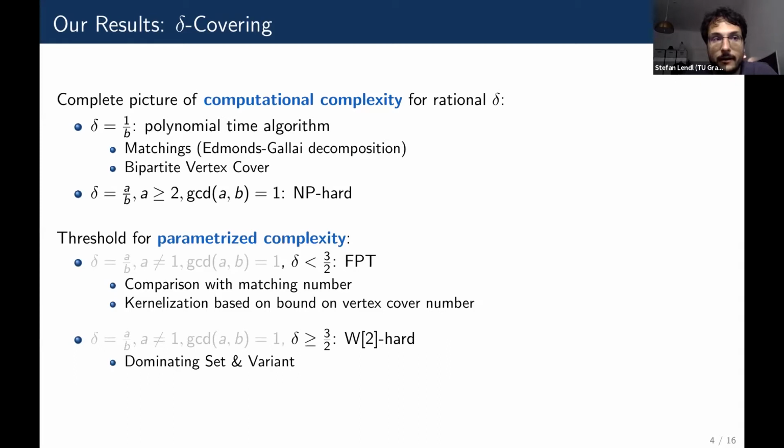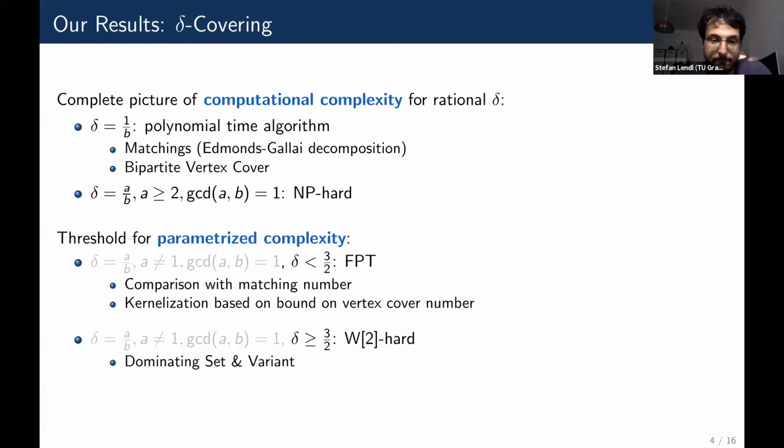In addition, we also analyze parameterized complexity for this problem for the natural parameter, so the size of the delta covering set. Intuitively, one would assume that for small deltas, the problem is closer to vertex cover, so we want to cover all edges with the points we select. And as soon as delta gets larger, the problem becomes more about covering all the vertices, so it might be closer to dominating set. And this intuition is actually true.